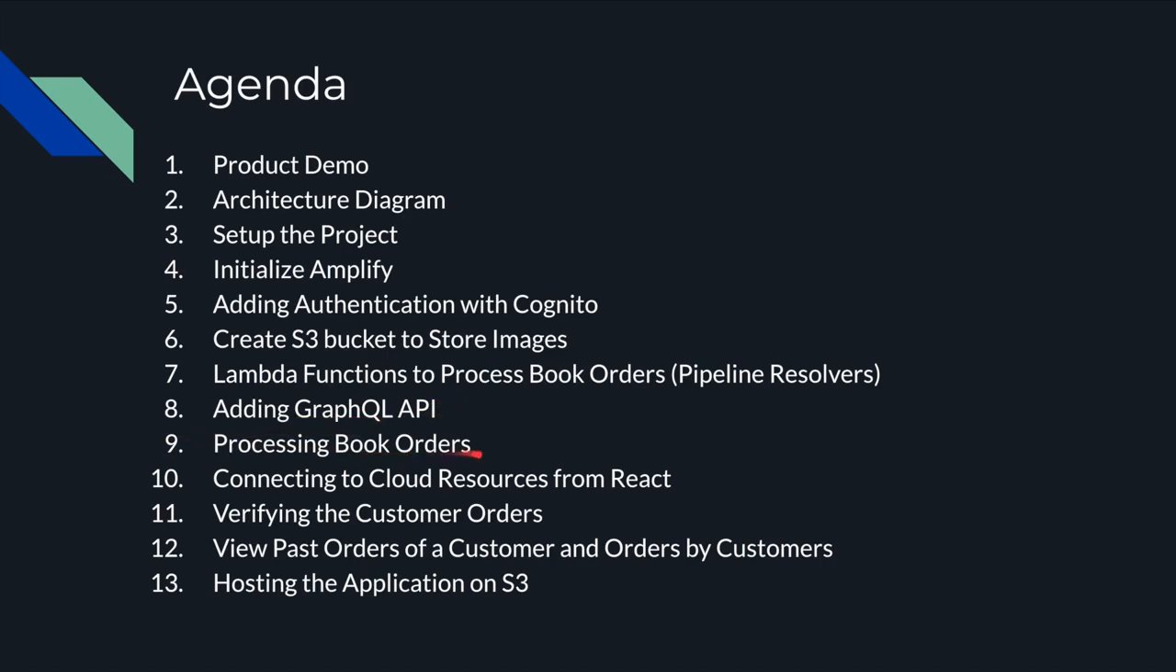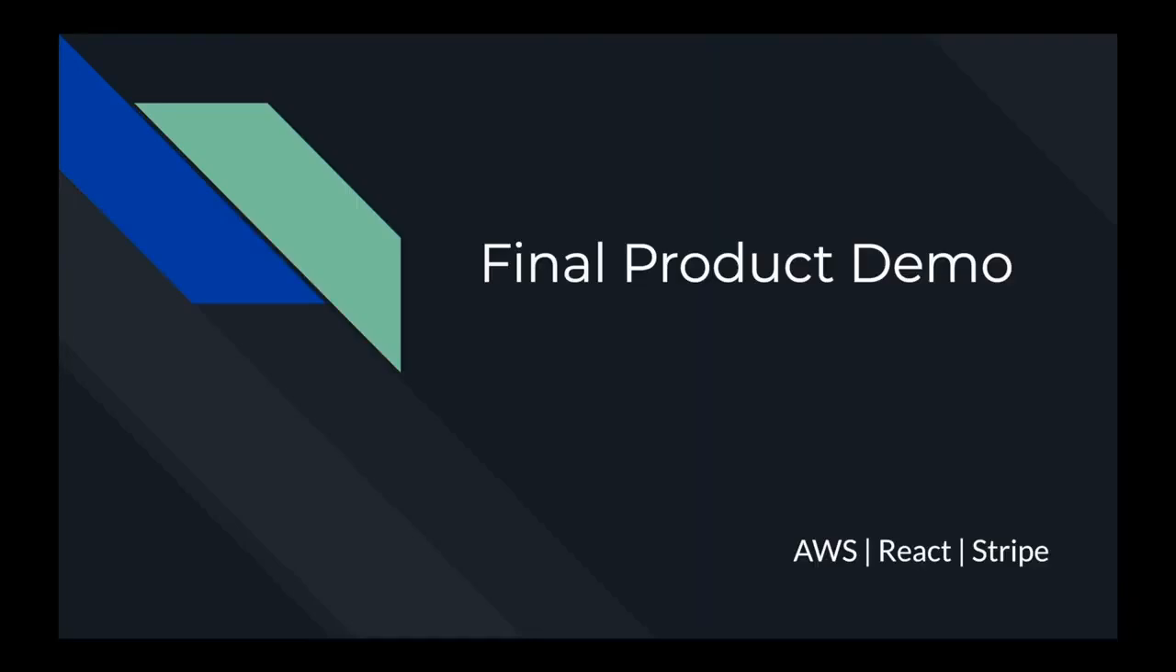And then I'll explain the process of processing orders. And once all these resources are synced with the cloud, then we'll look at how we can interact with them from within our front-end React application. Then we'll see how we can verify an order that is placed by the customer from the Stripe dashboard as well as from the AppSync console. And finally, we will be deploying our application to S3 as a static website. Now let's have a look at the final product demo.